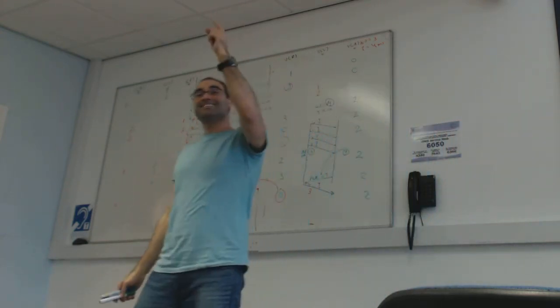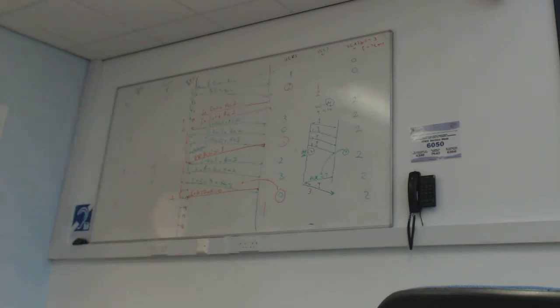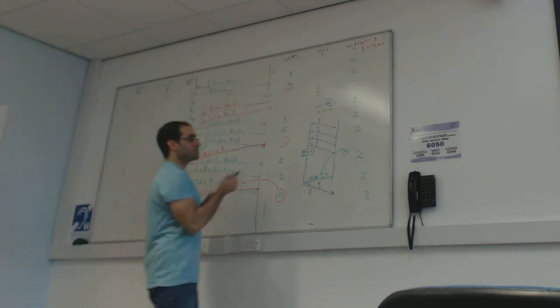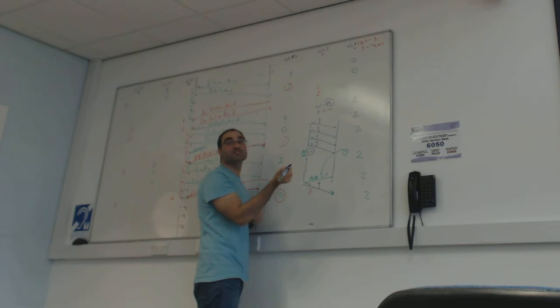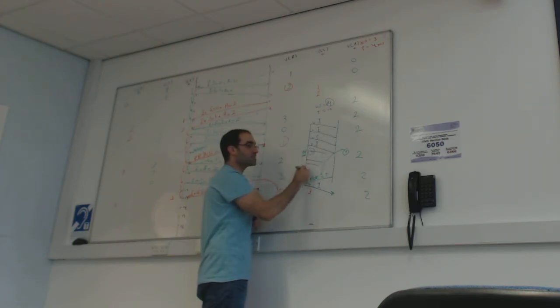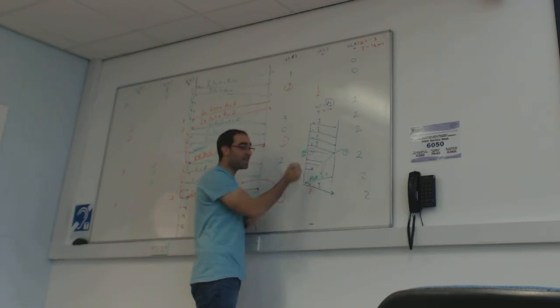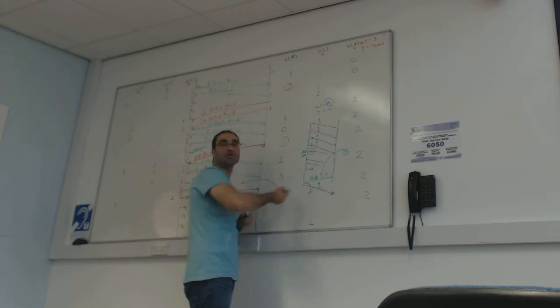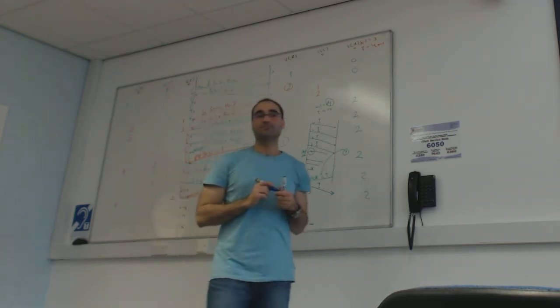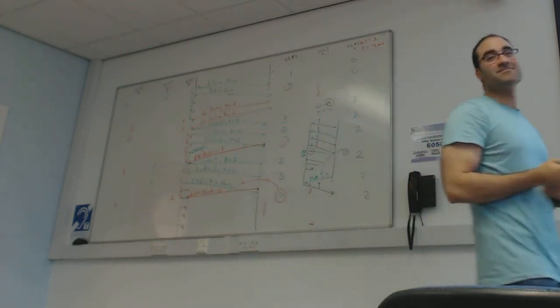Exactly. So if the window size was 6, and you have 7 messages, 4, 5, 6, 7, you cannot send. You delay it until the acknowledgement goes back.